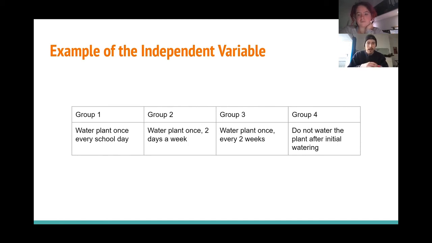One group will water the plant every single school day. One group will water the plant 2 days a week. The other will do every 2 weeks. And the fourth and final group will not water after the initial watering. So that's from day one, they won't water after that.